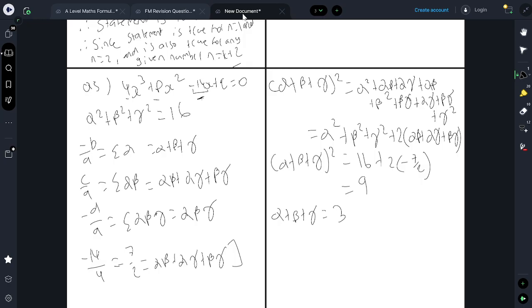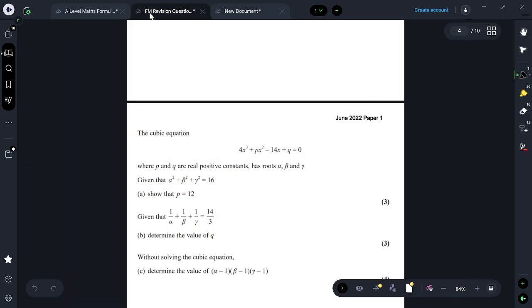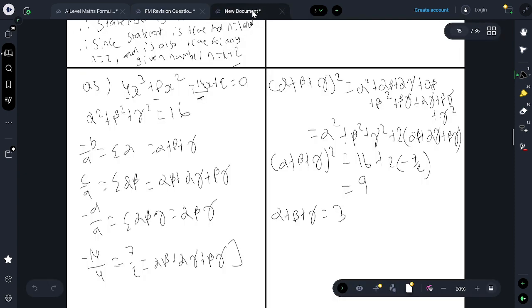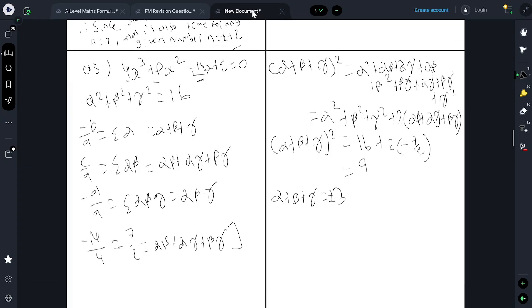Or do we need to consider minus 3? They could sum to the positive constants. Okay, so I don't think there's a way that we know that the roots are all positive. So if we're squaring in this case, it has to be plus or minus 3. But hopefully that won't matter.